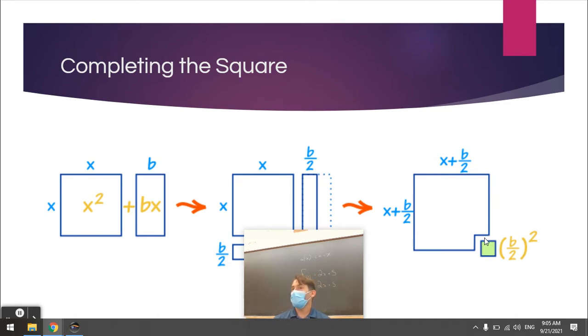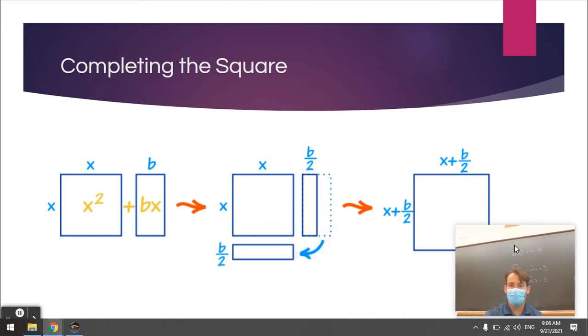In order to balance my equation, I'm also going to subtract it. So what I'm doing is a fancy add zero. I add something and then take it away right away. So I have not changed the value of the function. But what that allows me to do is create a perfect square. When I can create a perfect square, then I can turn it into factored form. And you'll start to see that happening.